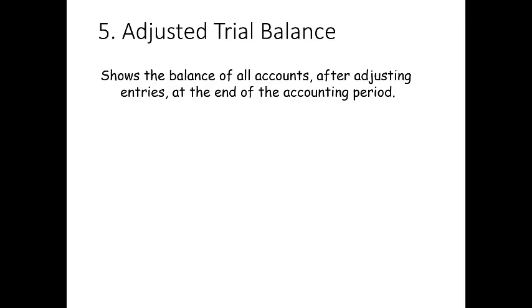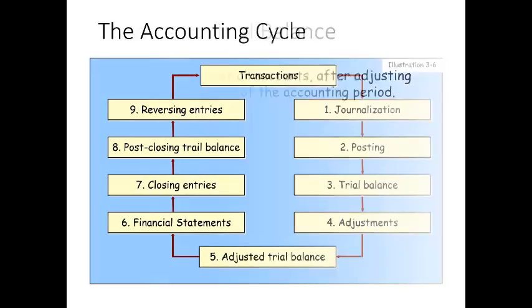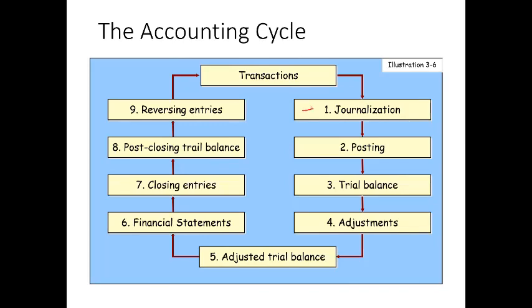So now we've gotten through journalization, posting to the general ledger, the trial balance. We've talked about that a little bit. The adjustments to the trial balance, and then the adjusted trial balance is the next piece of it. The adjusted trial balance shows the balance of all accounts after our adjusting entries at the end of the accounting period. So again, we did journalization. Day-to-day transactions are recorded in the general journal.